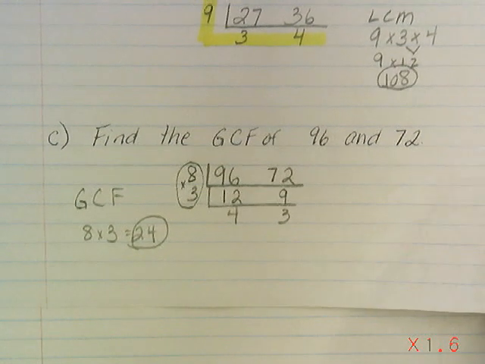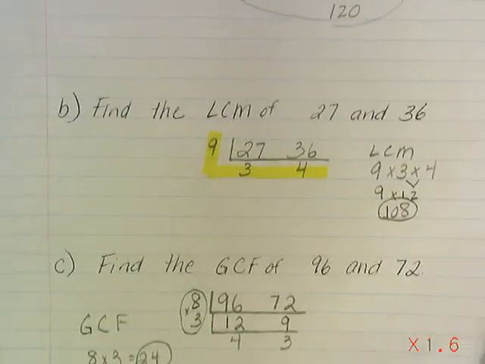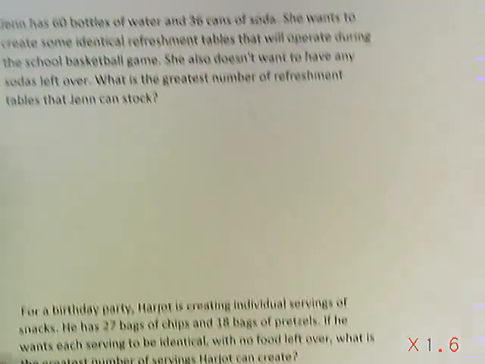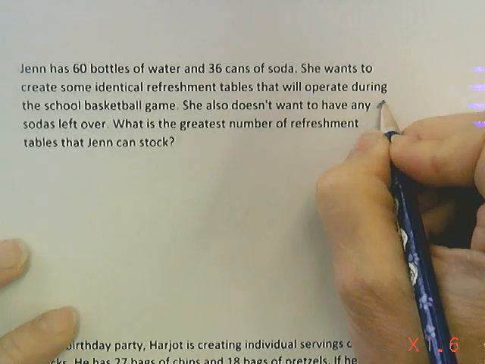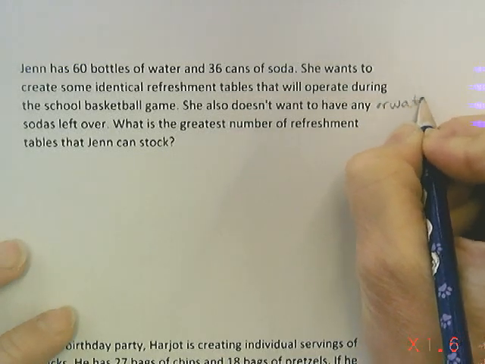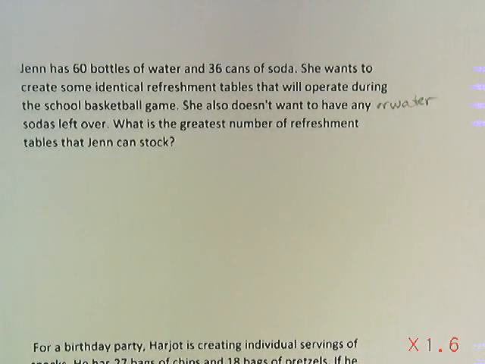So now that we've looked at the strategy to find the GCF and LCM a little easier, let's take a look at some word problems. Alright, so on the top here, Jen has 60 bottles of water and 36 cans of soda. She wants to create some identical refreshment tables that will operate during the school basketball game. She also doesn't want to have any soda or water left over. All right, so what is the greatest number of refreshment tables that Jen can stock?